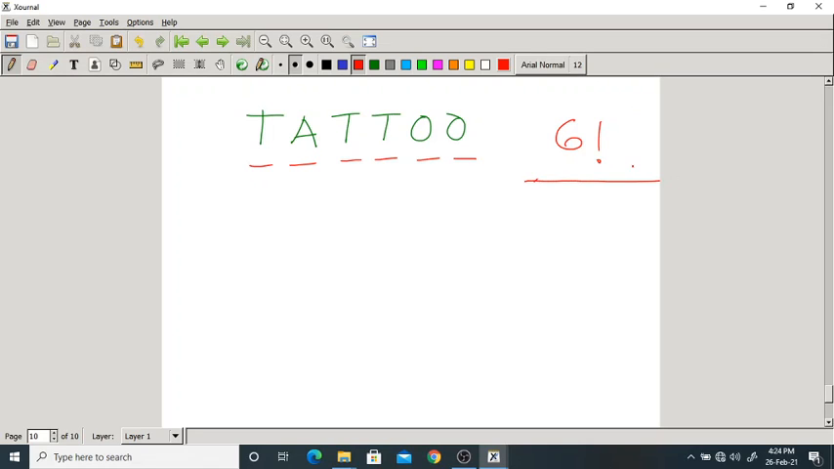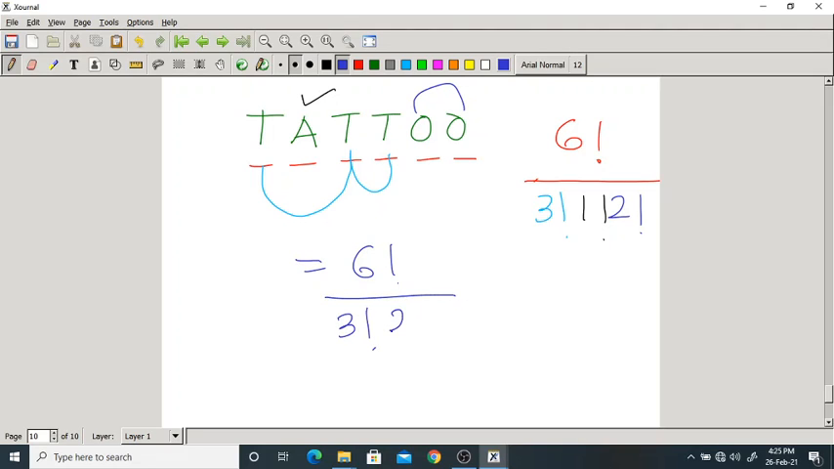But some of them are repeating. You can observe clearly here. T is occurring 3 times, that's why 3 factorial. A is occurring only 1 time, that's why 1 factorial. In the same way, O is occurring 2 times, that's why 2 factorial. That is simply 6 factorial by 3 factorial into 2 factorial, because 1 factorial is nothing but 1. So the answer would be 60. In 60 different ways you can rearrange the letters of the word tattoo.